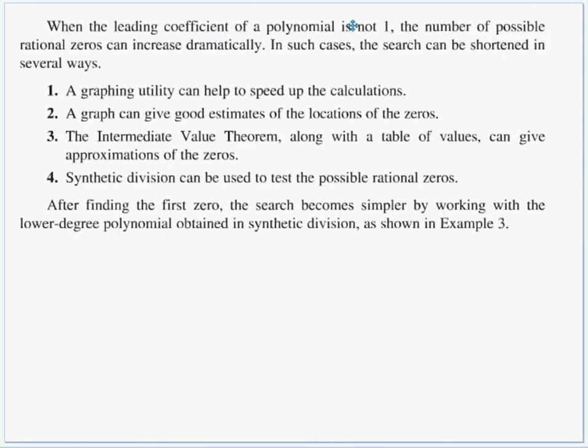All right, when the leading coefficient of a polynomial is not a 1, the number of possible rational zeros can dramatically increase. In such cases, the search can be shortened in several ways. If you've got a graphing utility, it might speed up the calculations. If the graph is provided, you can get some good estimates of the locations of some zeros. The intermediate value theorem with a table of values can give you approximations of zeros. And synthetic division can be used to test those possible rational zeros. After finding the first zero, the search becomes simpler by working with the lower degree polynomial obtained in the synthetic division. As we saw in example 3, as soon as one value worked and we got a zero remainder, we put back in the x's and factored it with another method.